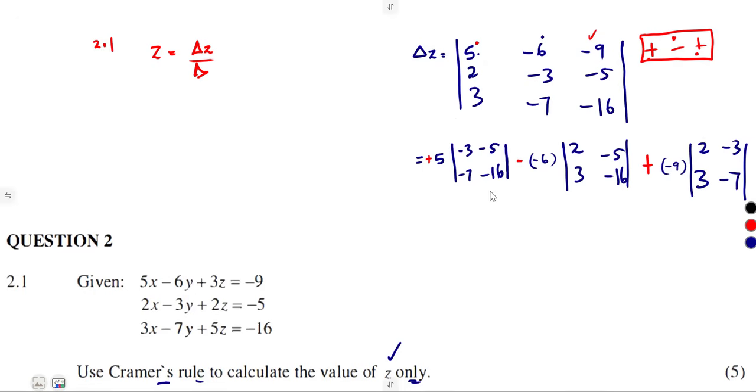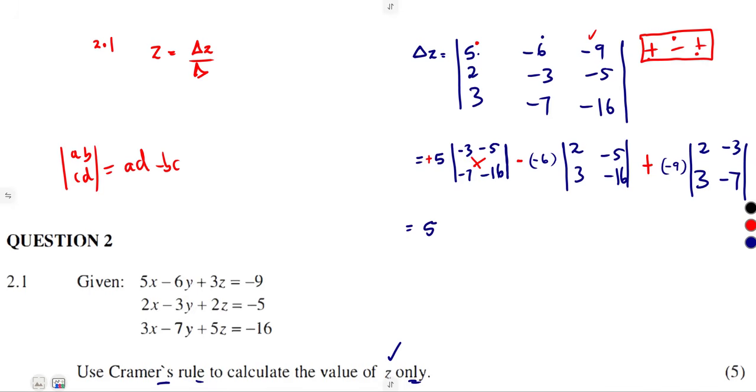We can find the determinant of each of these 2 by 2 matrices that we are given. When it is in the format A, B, C, D, our determinant is the product of the major diagonal, AD, minus BC. So here we multiply these two, and we multiply these two.